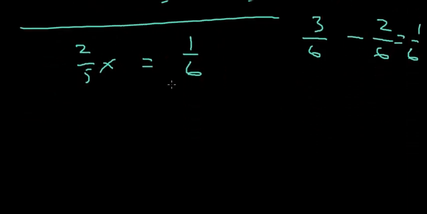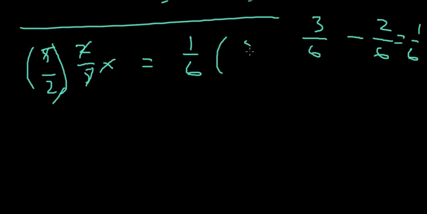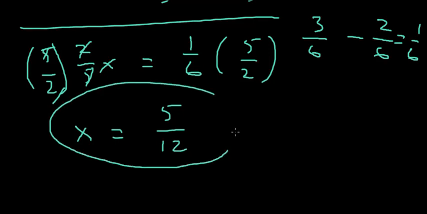Now we're almost done. Now we just have to multiply both sides by something that gets rid of this 2/5. Well, if I multiply by the reciprocal, 5/2, you see that the 5's cancel, the 2's cancel, and we're left with 1 here. So we're going to do the same thing to both sides. And this is kind of an ugly question, ugly answer, but sometimes in math you get those ugly answers. So this gives me x equals 1 times 5 is 5, 6 times 2 is 12. So x equals 5/12.